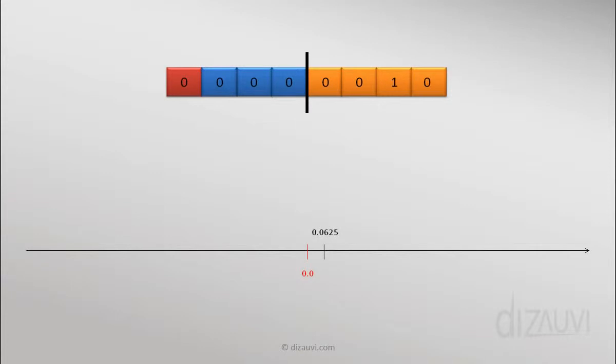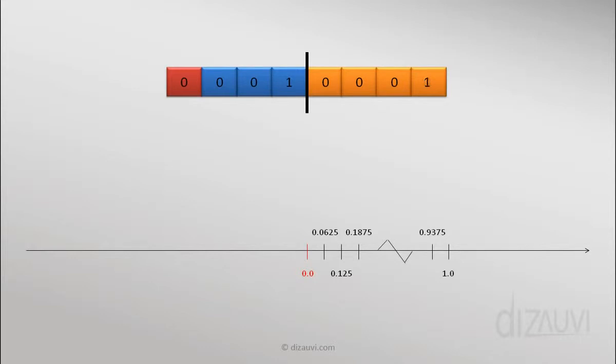Now what is the next number? This sequence is 2 raised to the power of -3 or 1 by 8 or 0.125, and we mark it on the number line. The next one is this, which is 2 raised to the power of -3 plus 2 raised to the power of -4 or 1 by 8 plus 1 by 16 or 0.1875. And we keep running the odometer until we reach the number just before 1, which is represented by this bit sequence, which represents the number 0.9375, and the next number is 1, the first integer after 0.